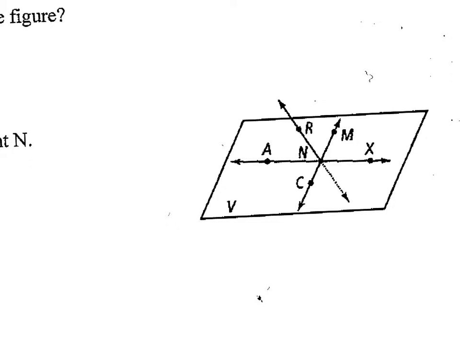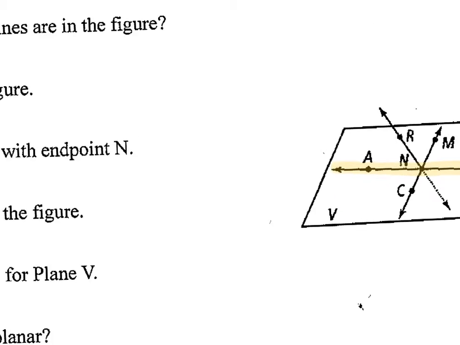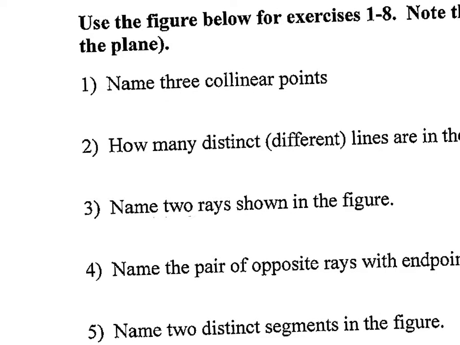Now there's multiple answers to most of these questions. So we're looking for 3 points that fall on the same line, and the first one that just jumps out at me is right here. Here is a line, line AX, however you want to call it. There's a whole bunch of names for that. It has 3 points, and we can see them. We have point A, point N, and point X. So those are 3 collinear points. So we just go over here and say point A, point N, and point X.